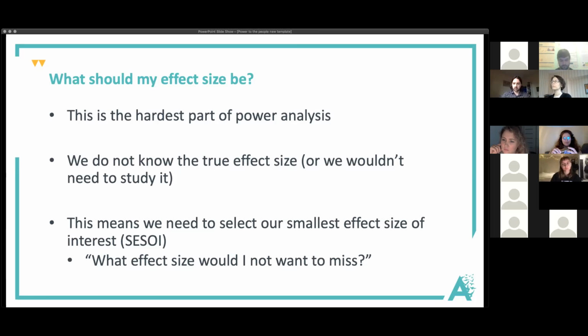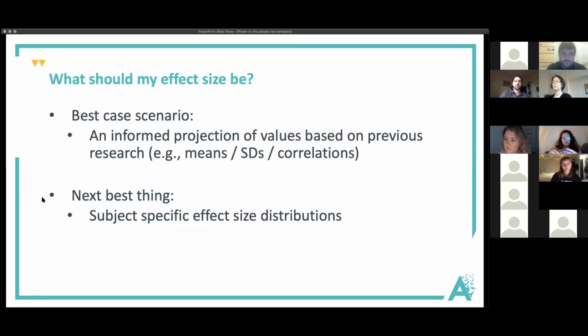So we're trying to make an informed guess about what effects we're interested in, or at the very least, which would you not want to miss. This brings in the idea of the smallest effect size of interest. Rather than saying we expect the effect to be precisely this value, the idea is to go below that and ask, which effects wouldn't we want to miss? Because we don't know the true effect size, we're trying to make an informed decision to estimate what we would be looking for.